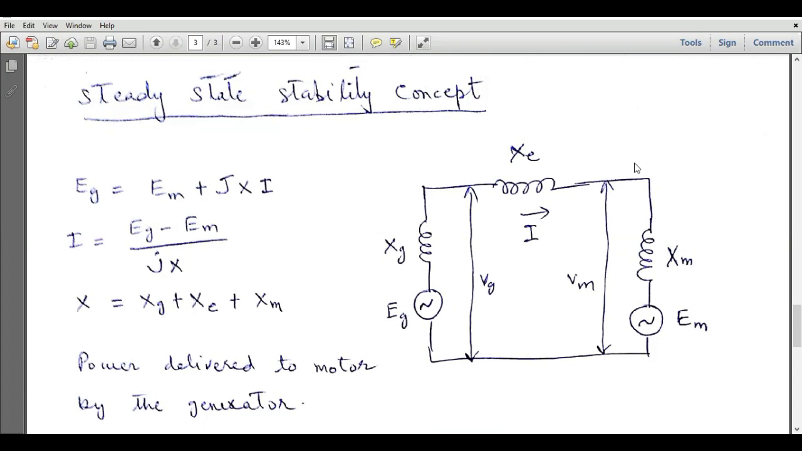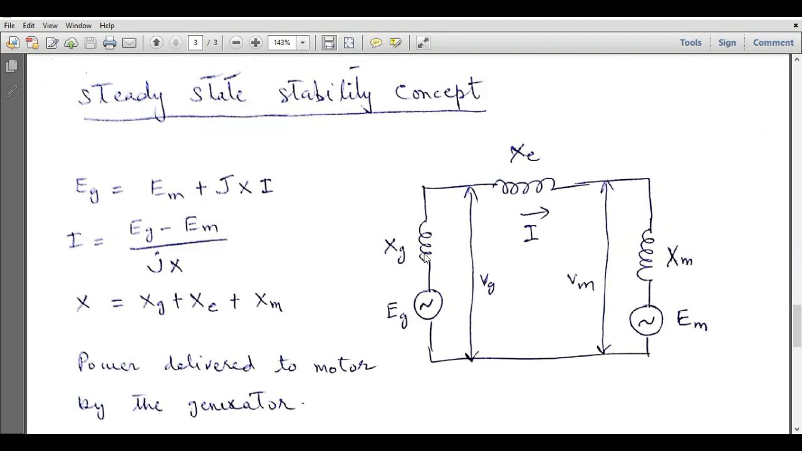In this lecture, I will discuss the concept of steady state stability, and in inspecting the steady state stability, we will consider a generator connected to a motor, and in between there is a transmission line. The voltage at the generator side is EG, and the generator internal reactance is XG. The motor is running at a voltage of EM, and the internal reactance of the motor is XM.